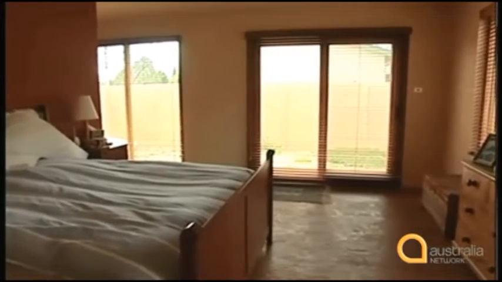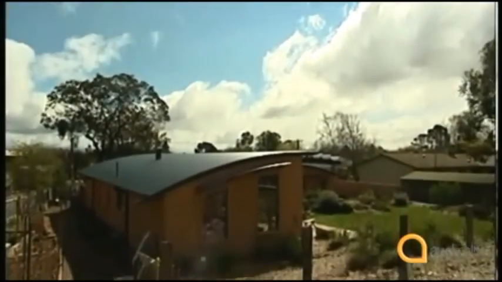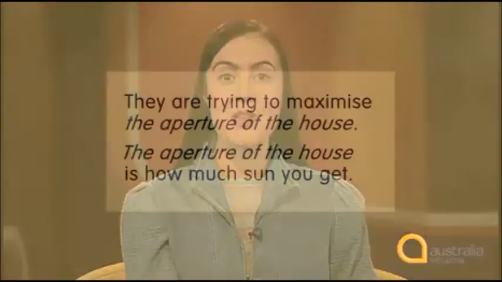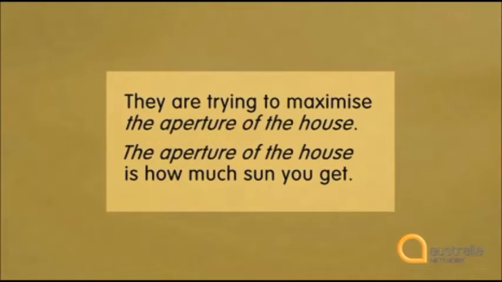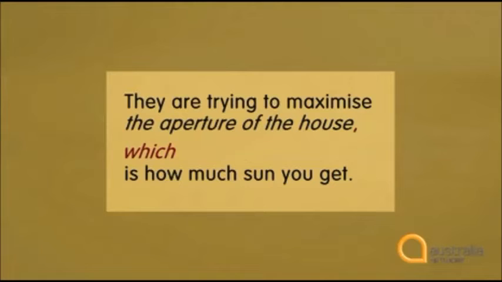You'll need to use simple, compound and complex sentences. Here's another example. "Trying to maximise what we call the aperture of the house, which is how much sun you actually get into in winter." He uses an independent and a dependent clause here. Look at these two sentences. They are trying to maximise the aperture of the house. The aperture of the house is how much sun you get. He joins these two sentences together with a relative pronoun. They are trying to maximise the aperture of the house, comma, which is how much sun you get.